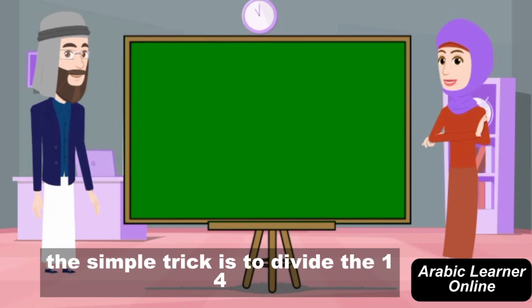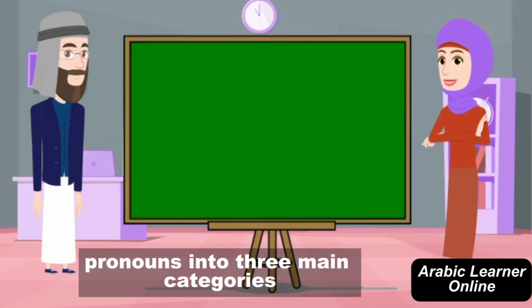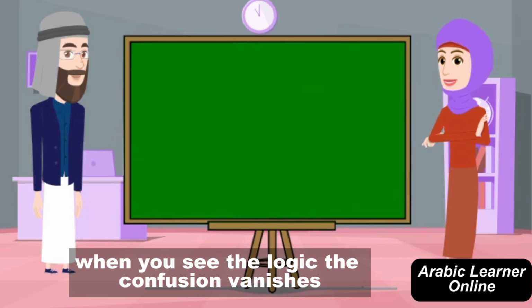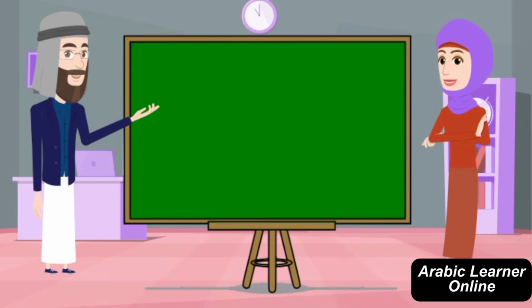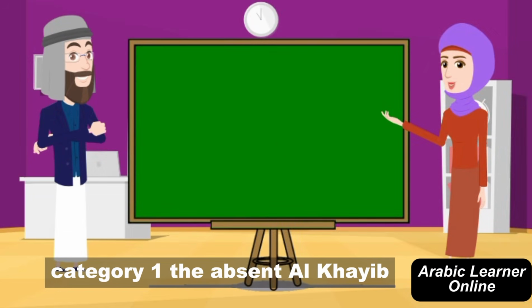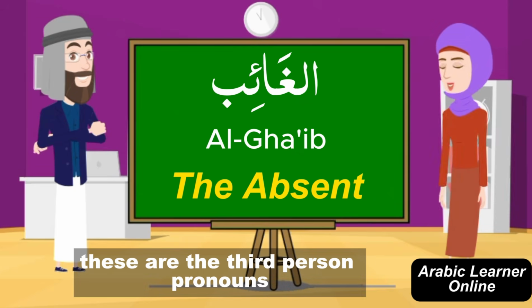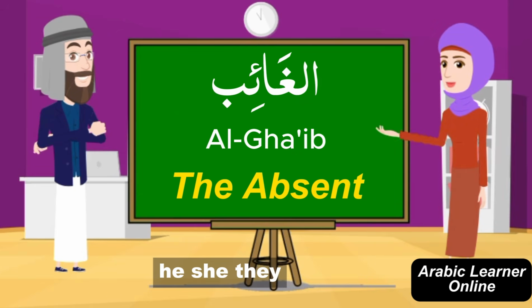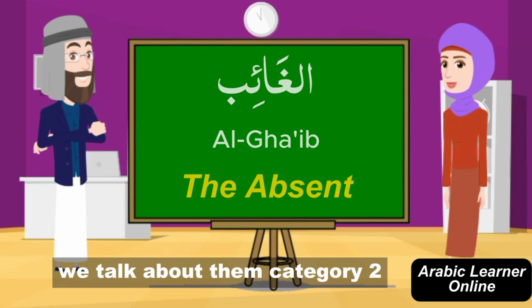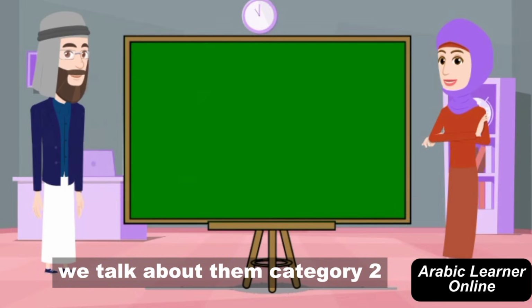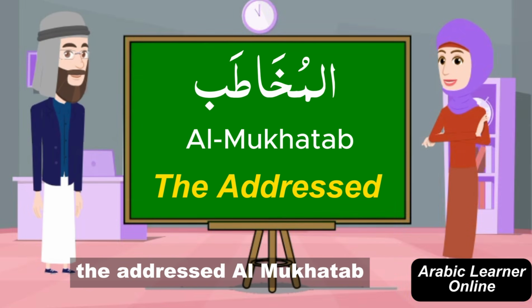The simple trick is to divide the 14 pronouns into 3 main categories. When you see the logic, the confusion vanishes. Category 1, the absent, al-ghaib. These are the third-person pronouns: he, she, they. We talk about them.